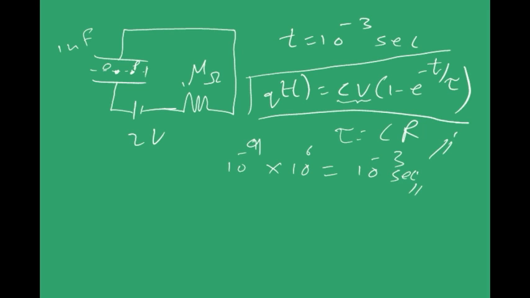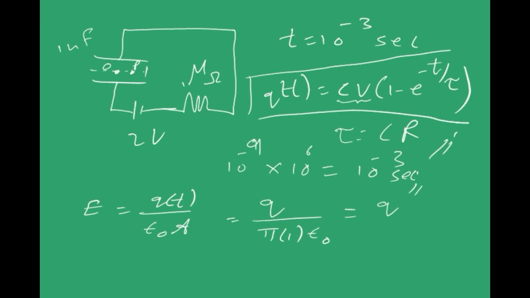Okay, electric field between the capacitor plates is given by charge by epsilon naught A. But this charge varies with time because current is passing in the circuit, right? Let the charge be Q at some instant t, and here you have area as pi into 1 square and epsilon naught here. So you have the electric field at any moment as charge by pi epsilon naught.